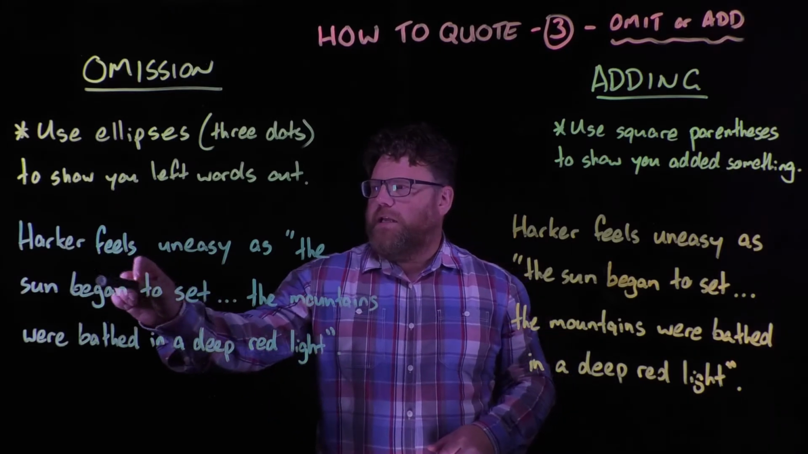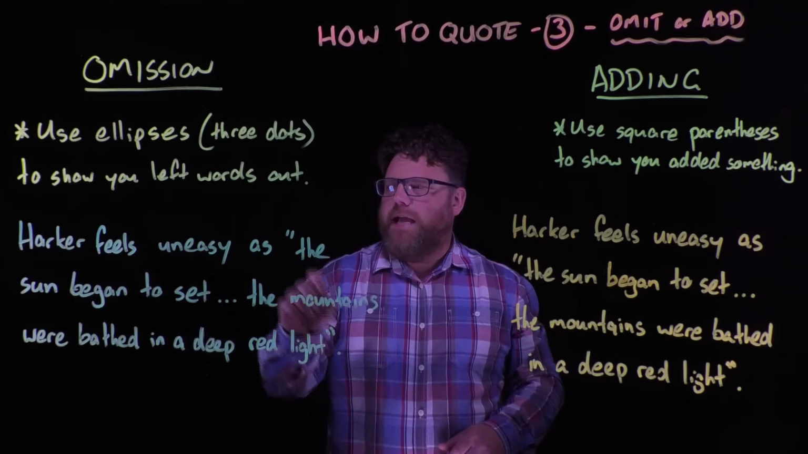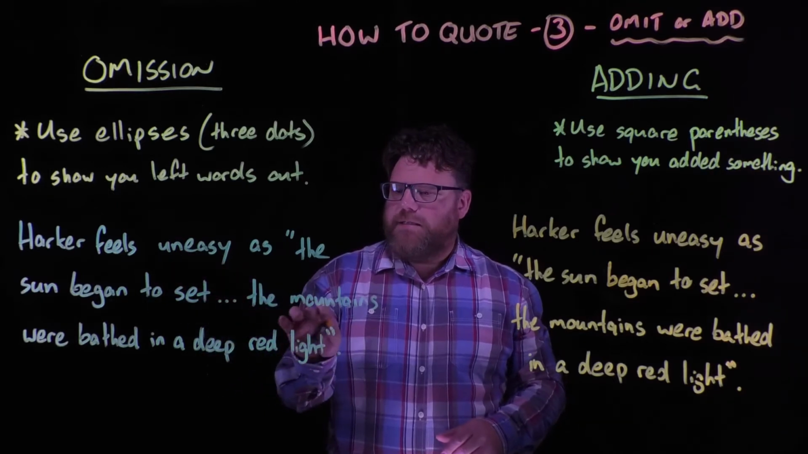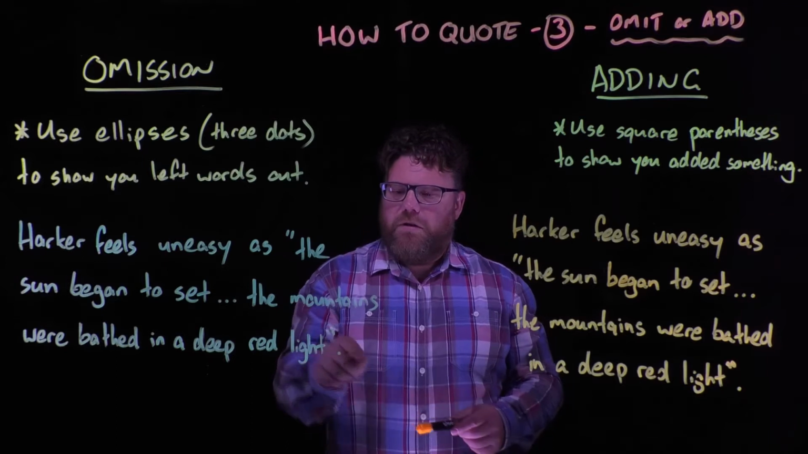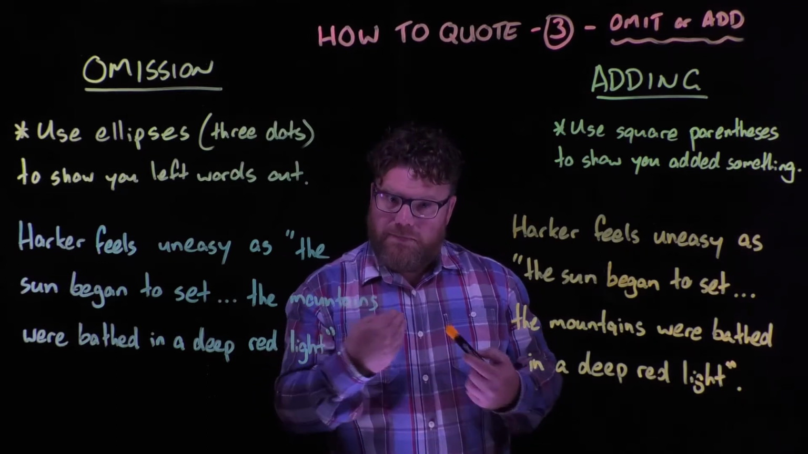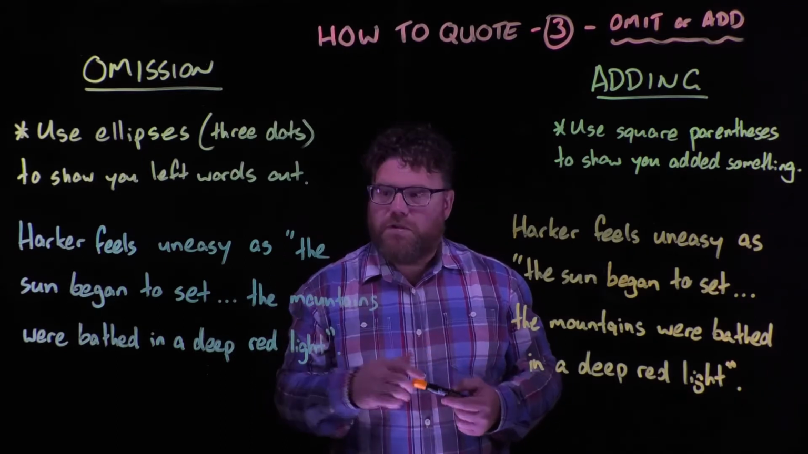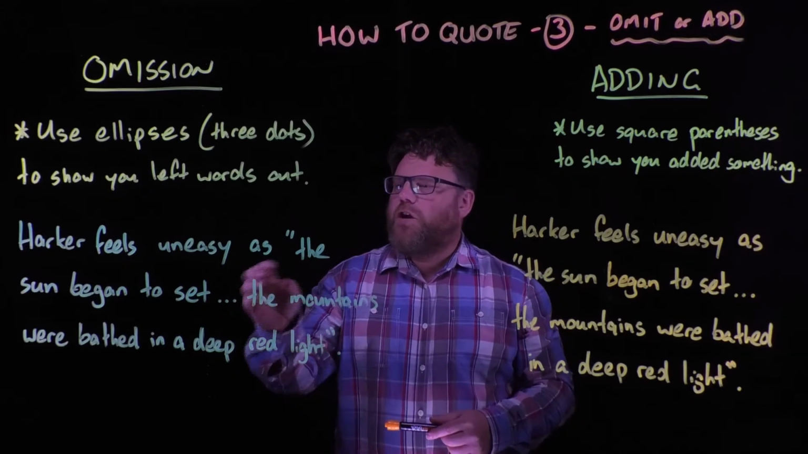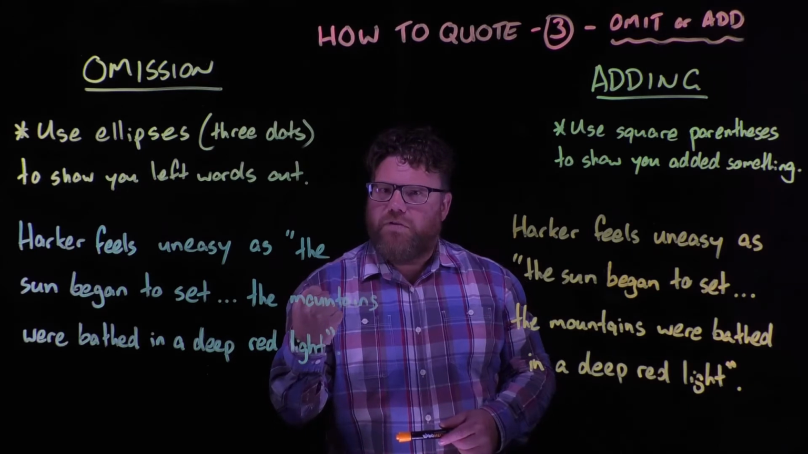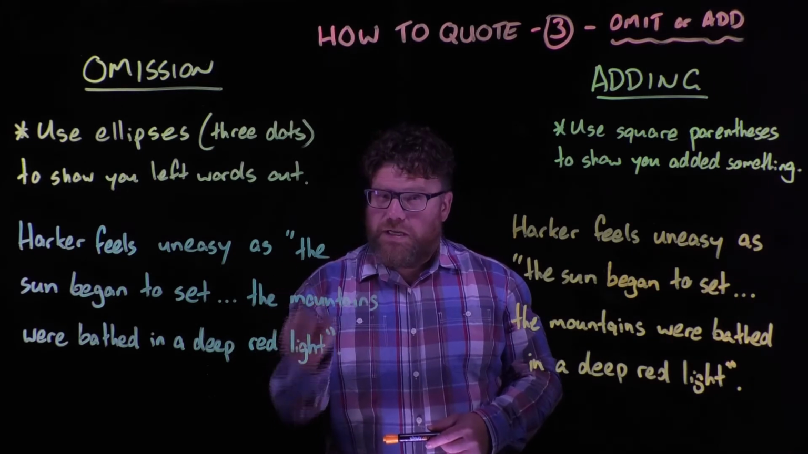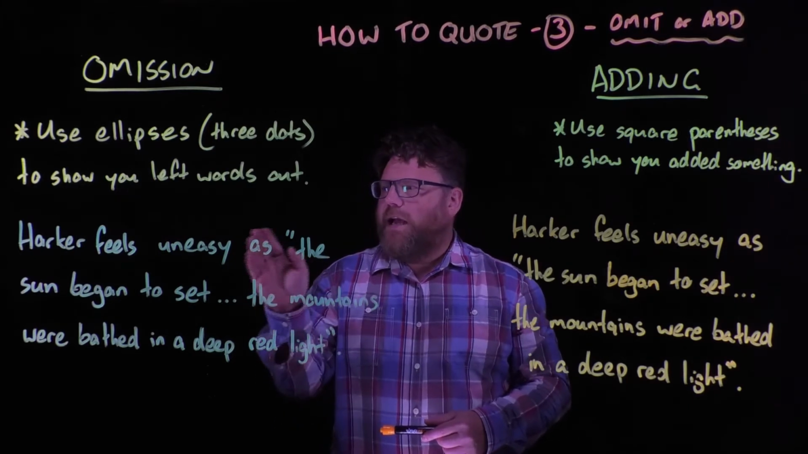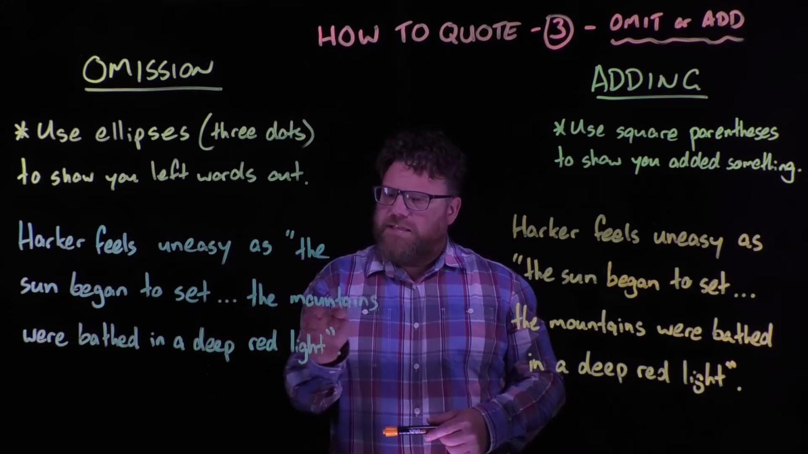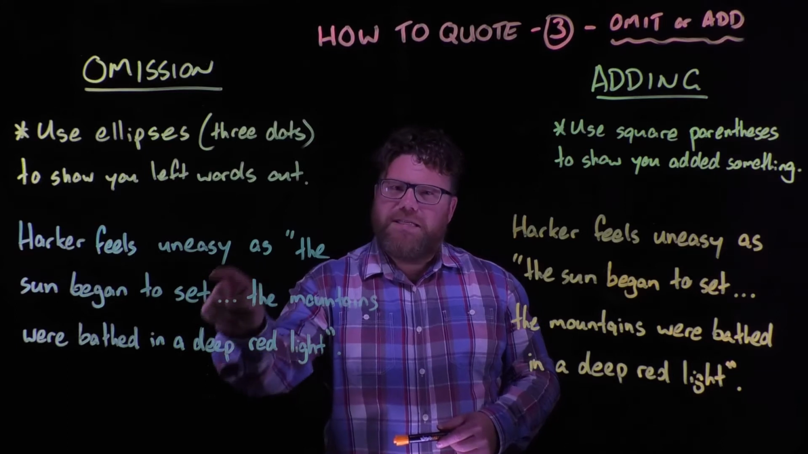In this example here, it says, Harker feels uneasy as, quote, the sun began to set, the mountains were bathed in a deep red light. End quote. Punctuation on the outside, because that's part of our sentence. It's not part of the original text. And these three dots, these ellipses here, show that we have taken some words out of the original. So it's correct punctuation, but it still feels a little bit clunky. Harker feels uneasy as the sun began to set, the mountains were bathed in a deep red light. It's like something's missing here.